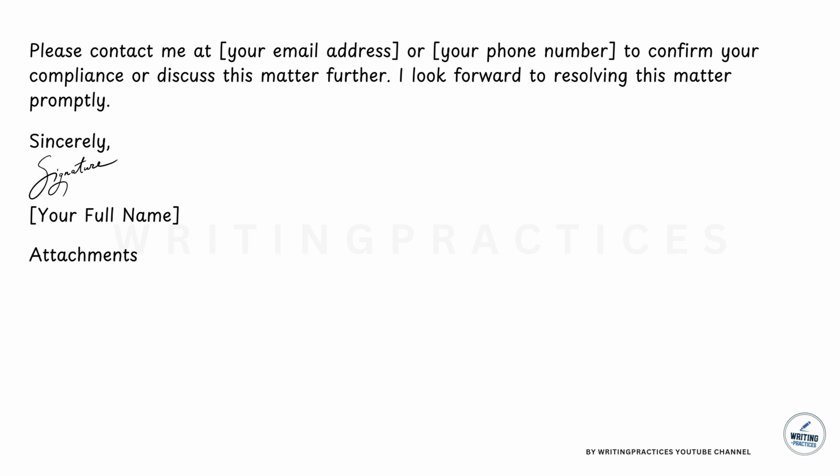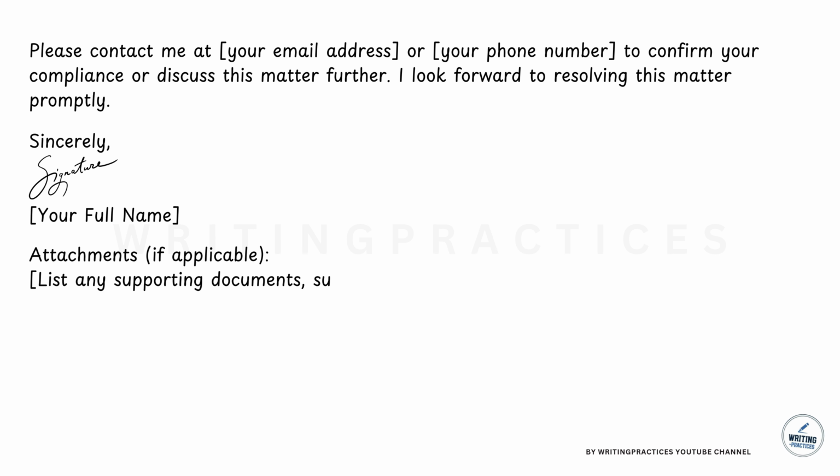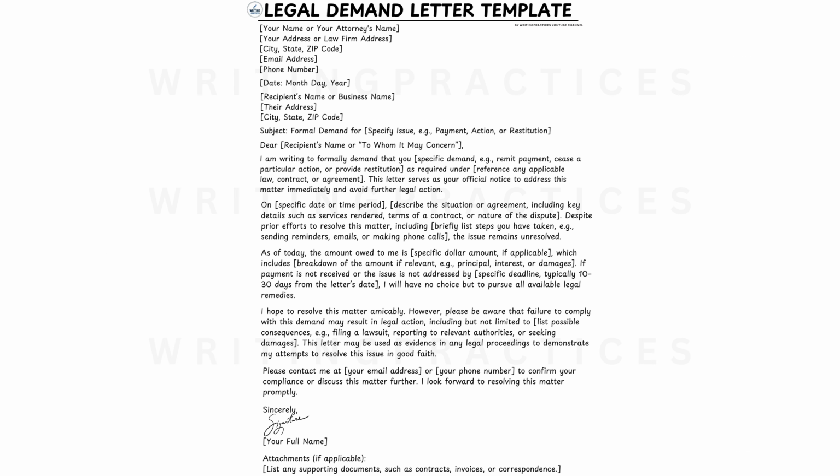Attachments, if applicable. Finally, if you have any supporting documents, you'll want to mention them. For example, "Attachments, if applicable." List any supporting documents, such as contracts, invoices, or correspondence. This lets the recipient know there's additional evidence to back up your claims. Including documents like contracts or invoices helps support your case and shows you're serious.